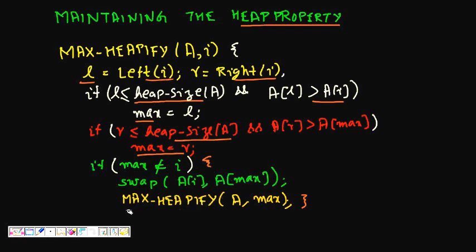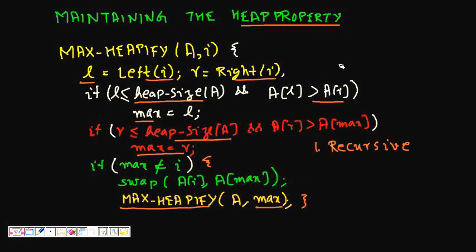So now we want to correct that. So we call the function again, max heapify A comma max. Okay, so let's see how it is happening. A few things we observe. This is a recursive function, because we are calling the same max heapify here. And what we are doing? We are now doing max heapify on a child of that node i, and it can be the left or the right child.